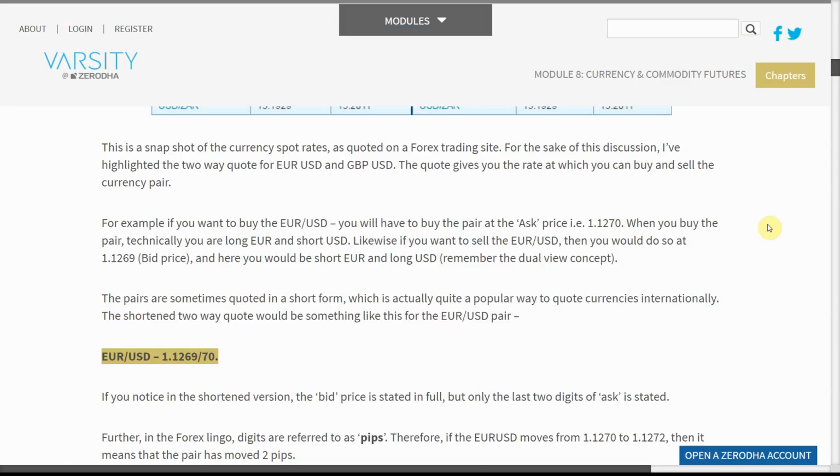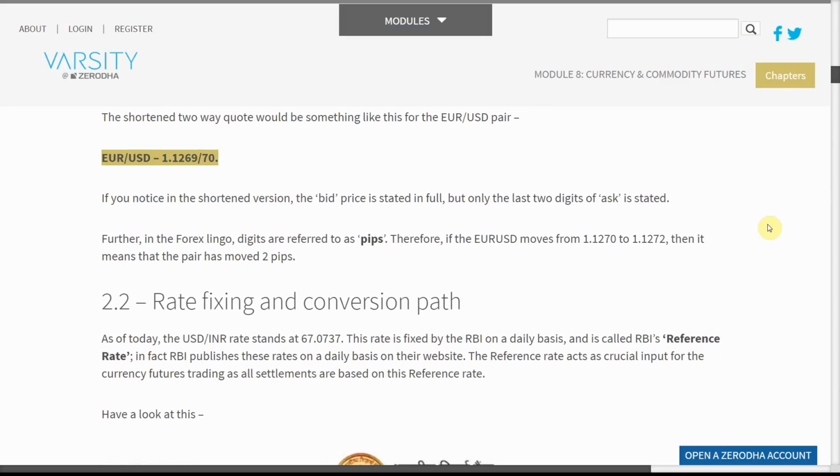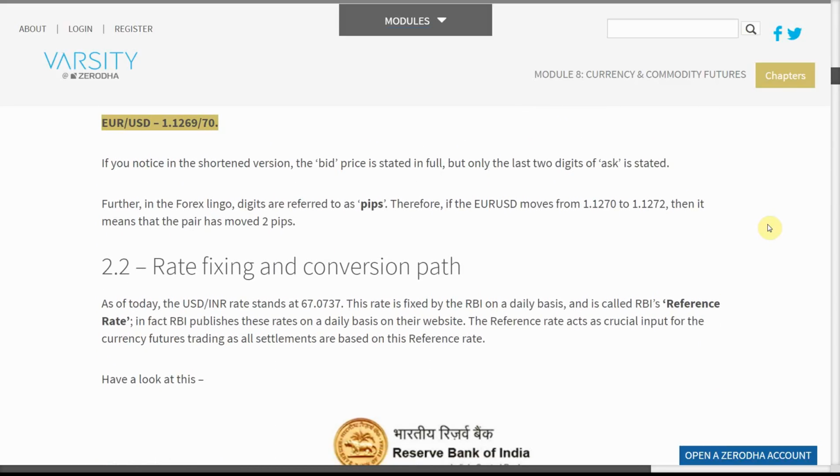The pairs are sometimes quoted in a short form, which is actually quite a popular way to quote currencies internationally. The shortened two-way quote would be something like this for the INR/USD pair: INR/USD 1.126970. If you notice, in the shortened version the bid price is stated in full, but only the last two digits of the ask are stated.